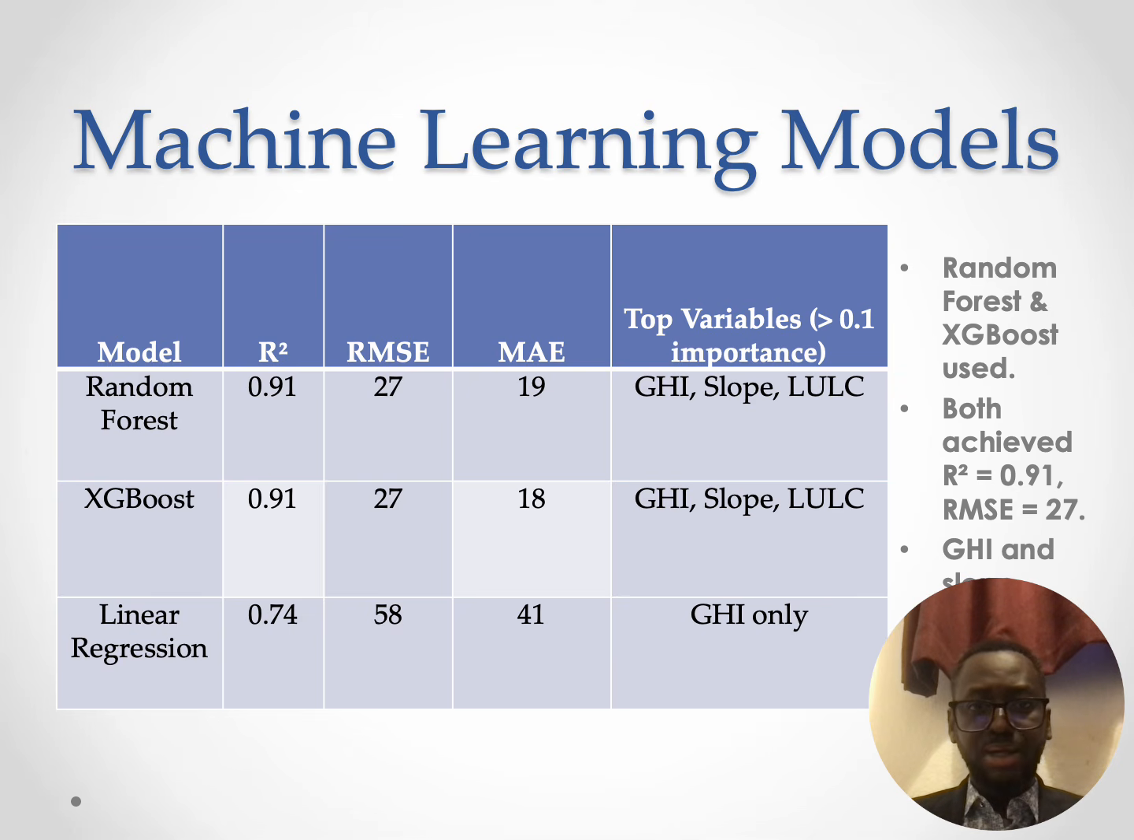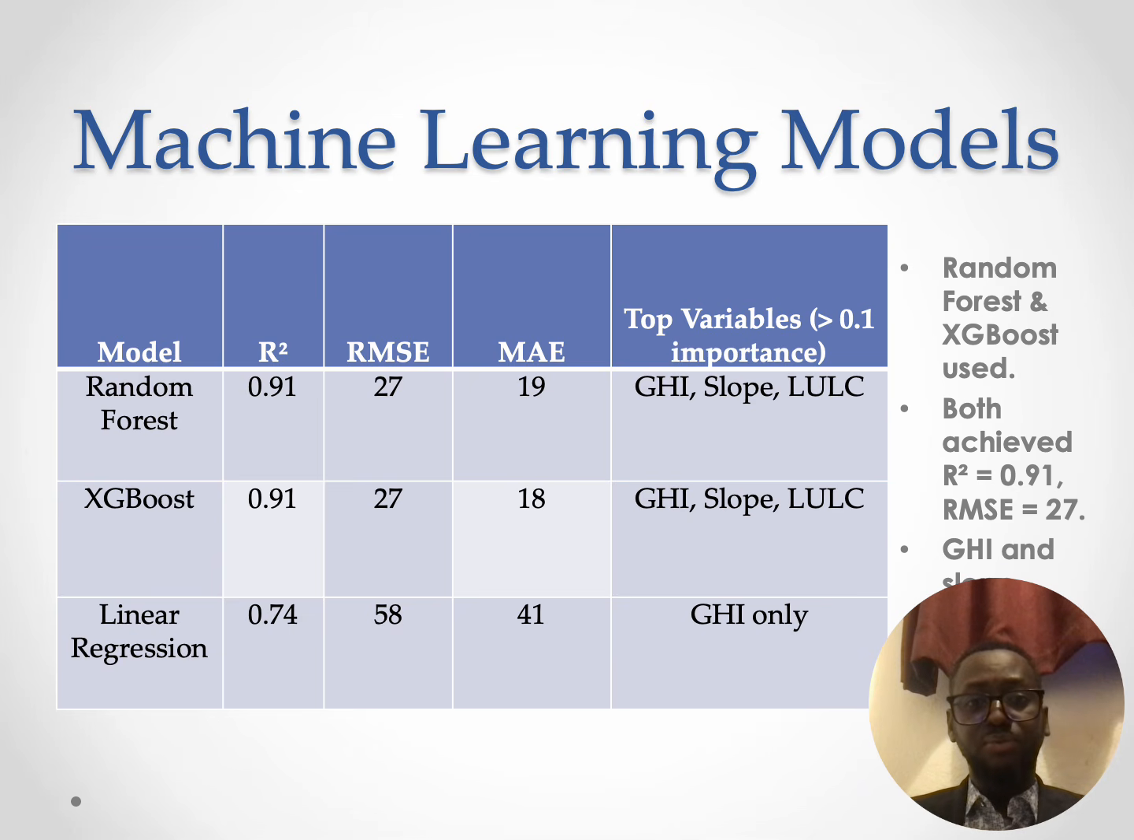To reduce human bias and make the results more reliable, we also use machine learning. We tested two models, random forest and XGBoost, which stands for extreme gradient boosting. Both models perform extremely well with an accuracy score of 0.91, which shows strong predictive power. This also revealed that sunlight GHI and slope are the two most influential criteria for identifying the best solar site.